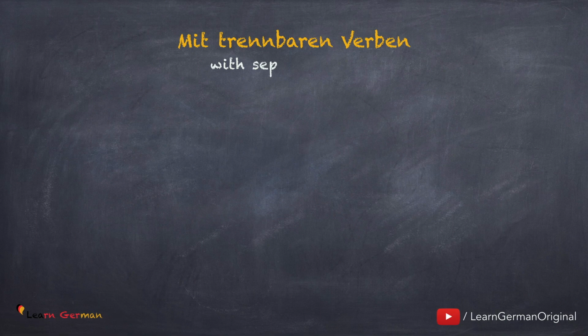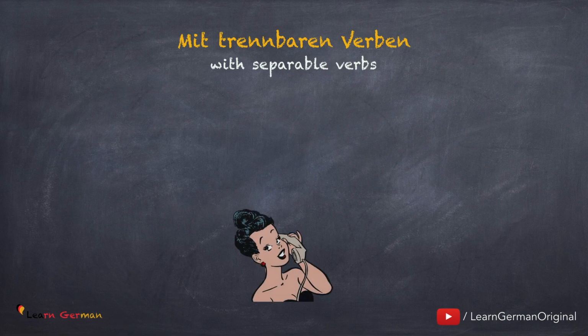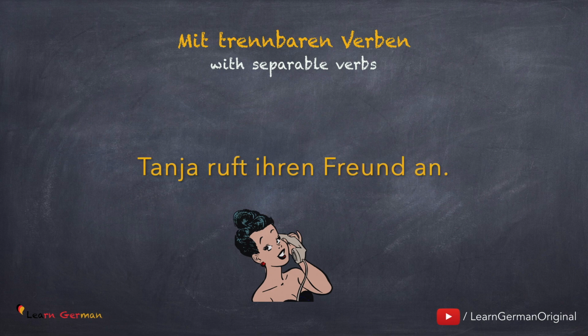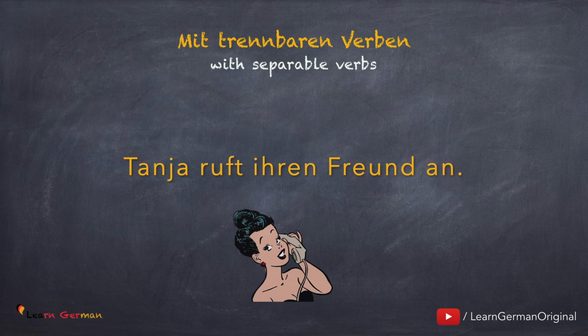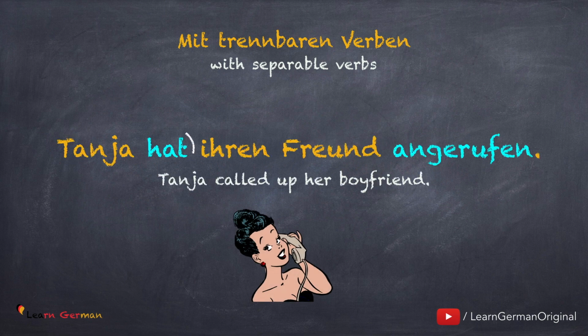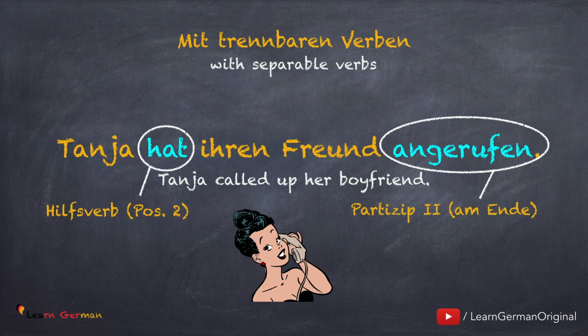Now let's look at an example. Mit trennbaren Verben. In the present tense, the sentence looks like this. Tanja ruft ihren Freund an. In the second position is the verb and the prefix is at the end. Now the sentence in perfect. Tanja hat ihren Freund angerufen. Here also we will have the helping verb in the second position. Das trennbare Verb will go at the end, but in the Partizip II form. Do notice that a Partizip II of trennbare Verben is formed differently.